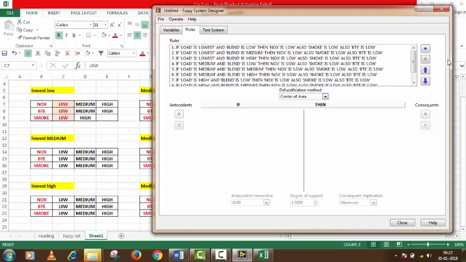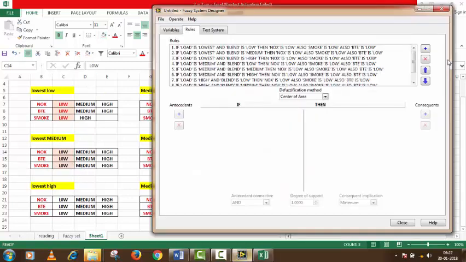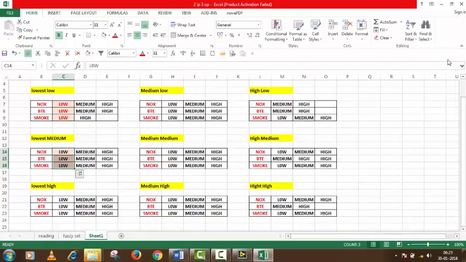Coming to here, the load is lowest. So it goes to the second rule. If the load is lowest, blend is medium, the NOx is low, smoke is low, BT is low. Okay, yes, this is also okay. Super. Next, coming to here, okay. If the load is lowest, blend is high. What's the rule there? NOx is low, smoke is low, BT is low. Okay, this is also okay.